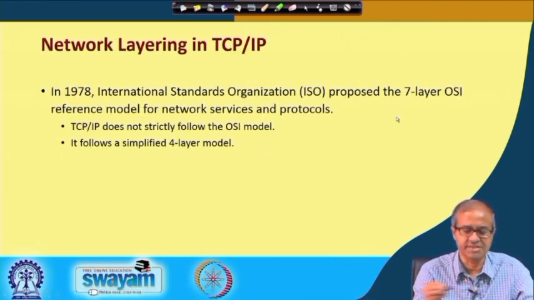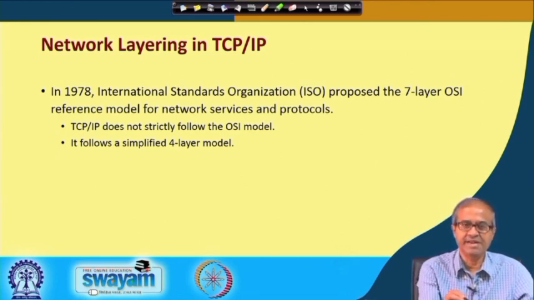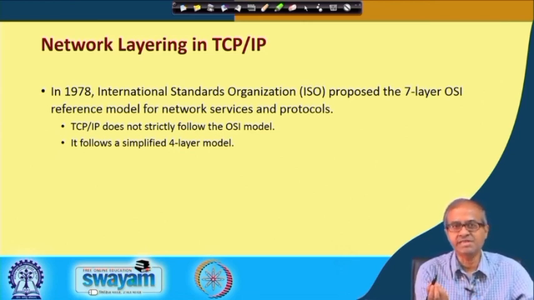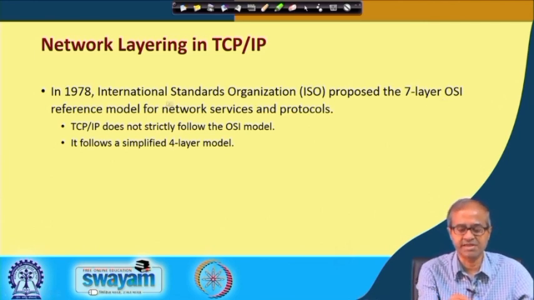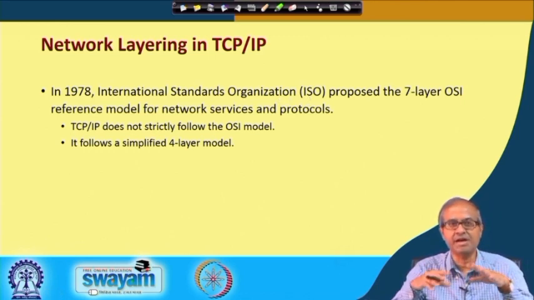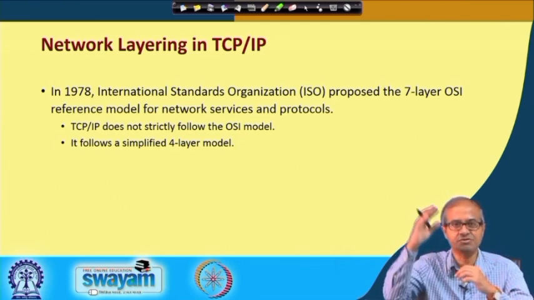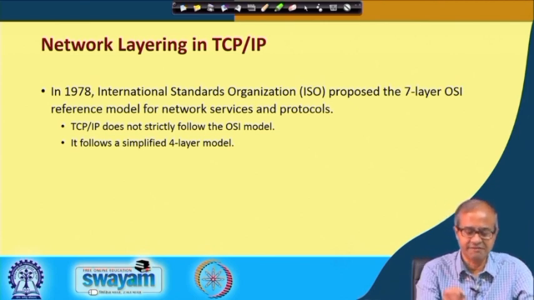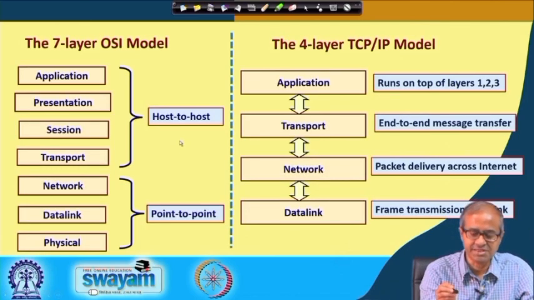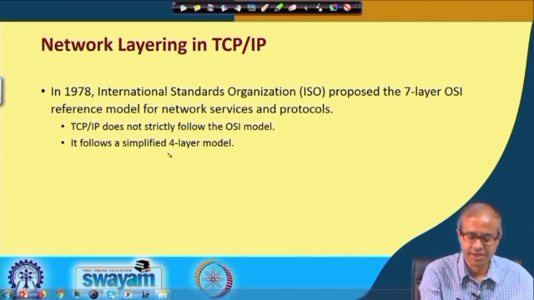Nowadays, everybody uses TCP/IP. Now, in TCP/IP, the network layering, well, you have already seen in the previous lecture the 7-layer OSI model, which was proposed by the International Standards Organization. Now, for TCP/IP, there is a similar kind of layering which is followed, but it is somewhat simplified. It does not contain all the 7 layers. In fact, it uses a very much simplified 4-layer model. There are only 4 layers here.